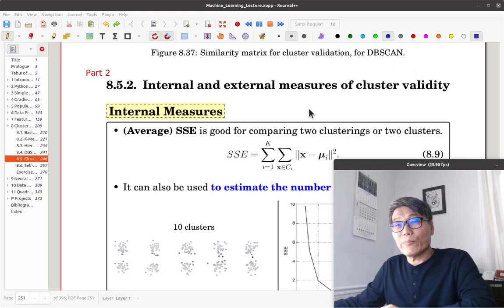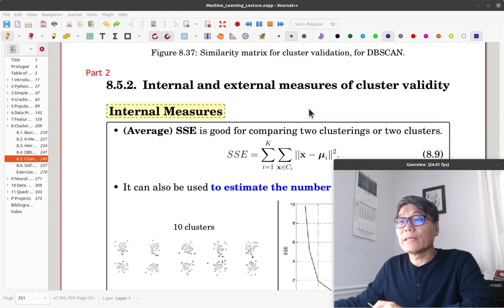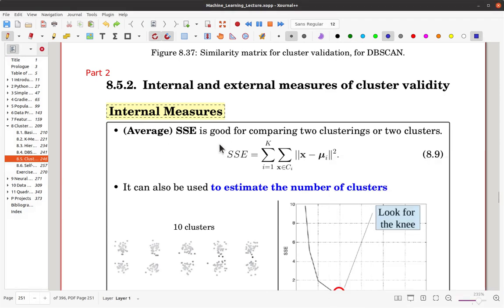It is the second part of section 8.5, internal and external measures of cluster validation. Okay, let's begin with the internal measures. The first one is the SSE. It is good for comparing two clusterings or two clusters. The SSE is defined in this way.